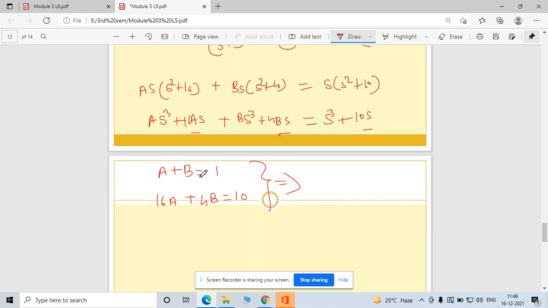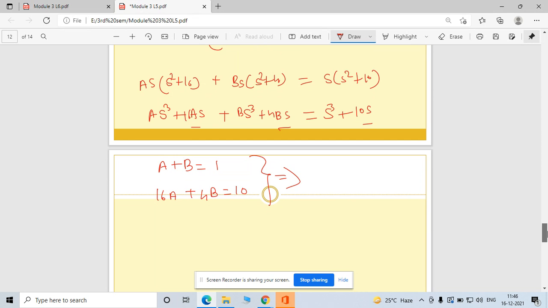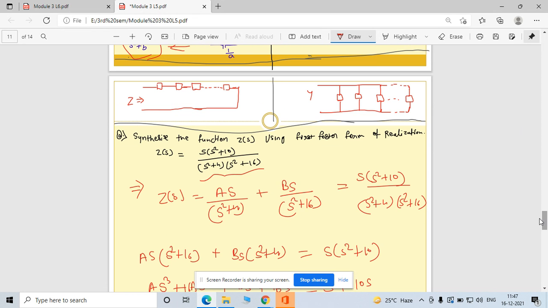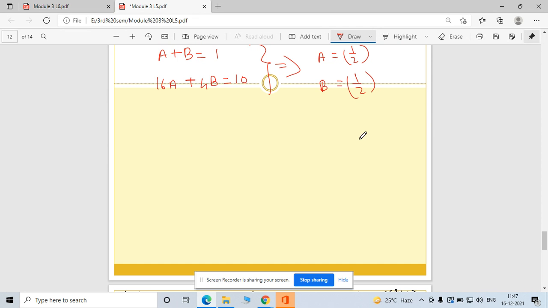Now you can also solve these equations. This is a simple one, so you can solve it directly, but there are some complex equations that come in different types of questions. At that time you directly use your calculator. I hope you know how to use that in your calci. When I solve this, you will get a is equal to 1 by 2 and b is equal to 1 by 2. Now put that value in this equation.